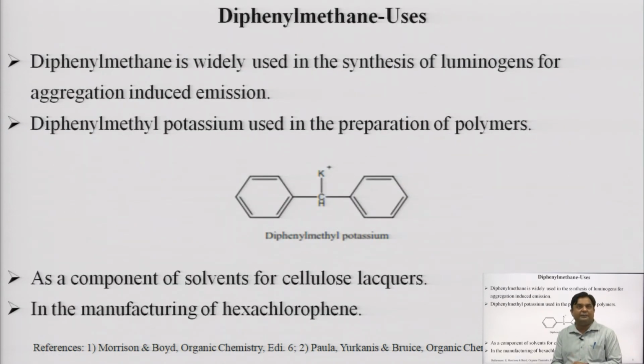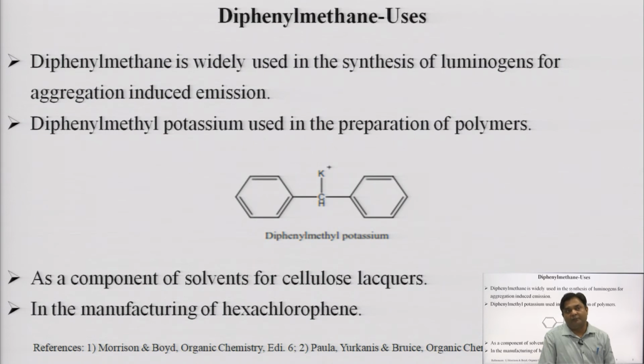Now, coming to the uses of diphenylmethane. Again, it is a very important molecule. Diphenylmethane is widely used in the synthesis of luminogens for aggregation induced emission. So, what are luminogens actually? Luminogens are the compounds which give fluorescence or phosphorescence when added to some organic compounds. So, diphenylmethanes are widely used for the synthesis of luminogens for aggregation induced emission.